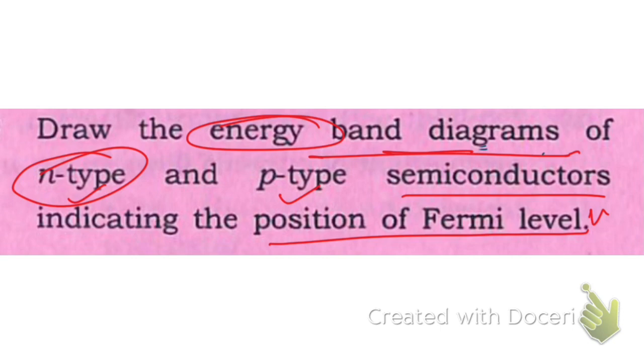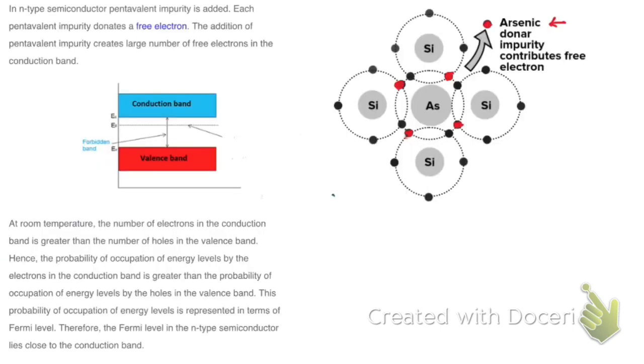So now let's start with the n-type. What happens in n-type semiconductors? In a pure semiconductor, which is an intrinsic semiconductor, we add some impurity to get the n-type semiconductor. We add pentavalent impurity, so we add atoms whose valency is 5.